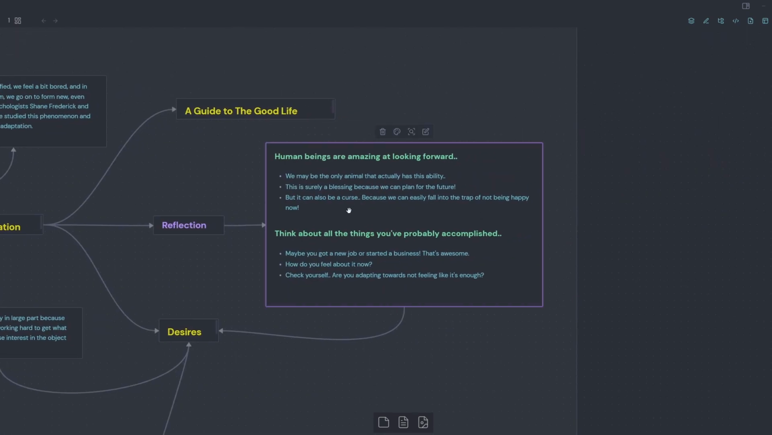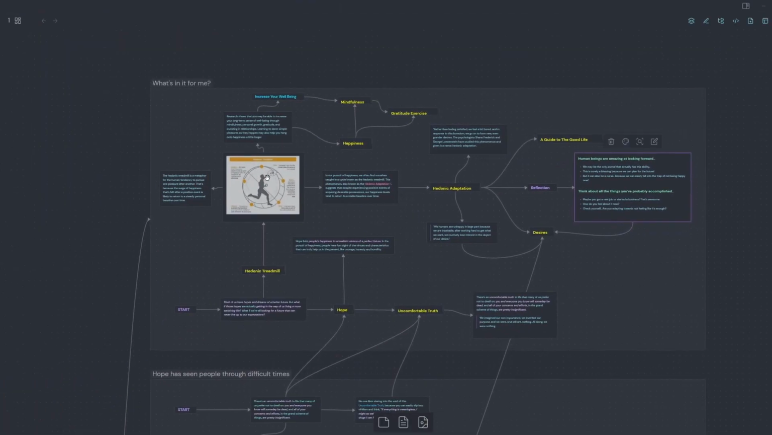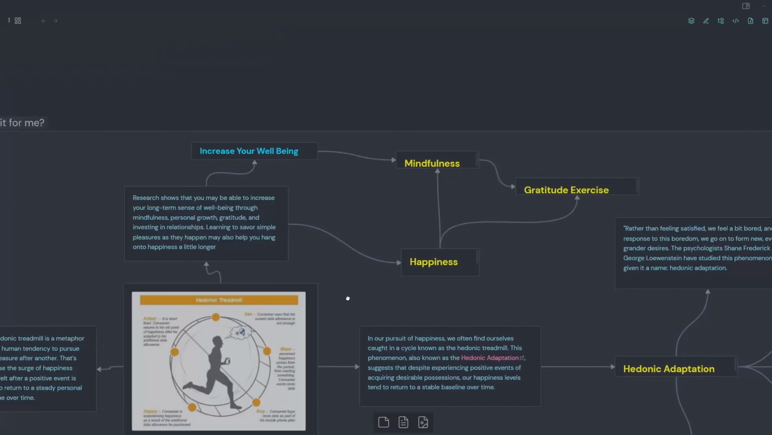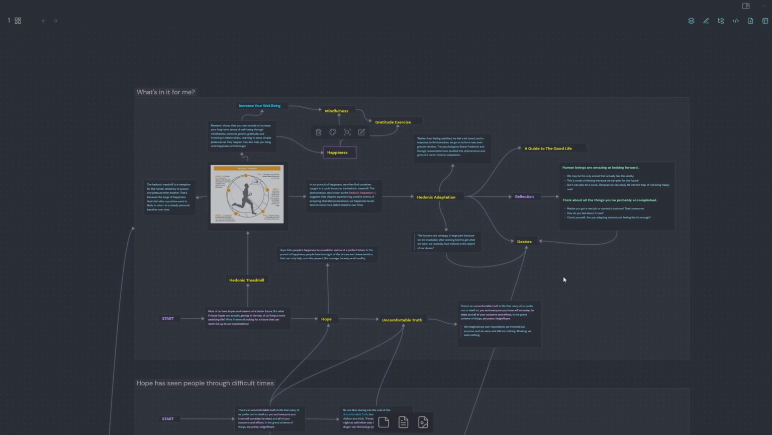So in reflection, humans are amazing at looking forward. We may be the only animal that actually has the ability, and that's surely a blessing because we can plan for the future. But it can also be a curse because we can easily fall into the trap of not being happy. Think about all the things that you've accomplished. Maybe you've got a new job, you started a business, and that's awesome. But how do you feel about that now? If you check yourself, are you adapting towards not feeling like it's enough? And if you are, then you know that you're potentially stuck in the hedonic treadmill. You're lacking some mindfulness and gratitude in your life to make you happier.